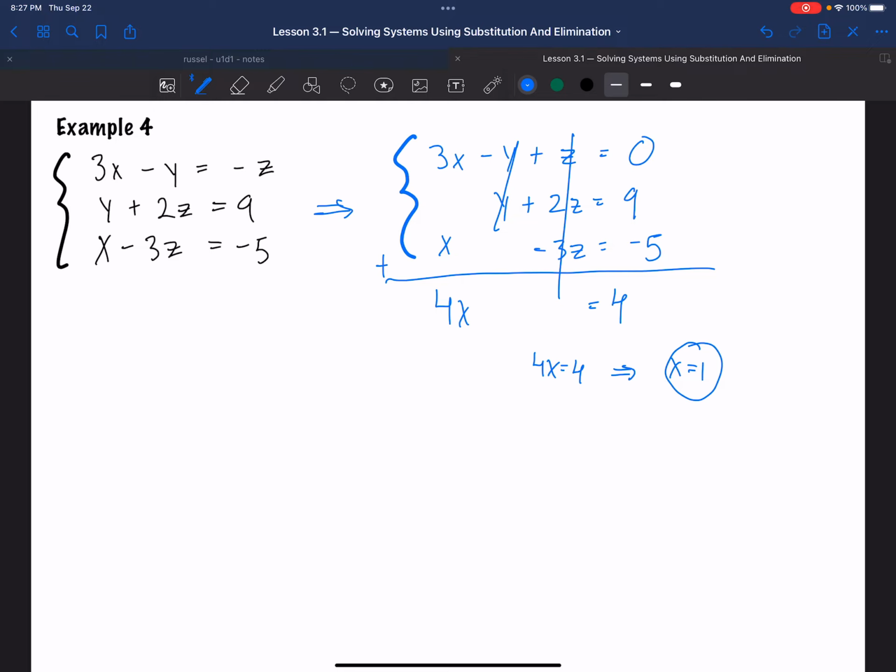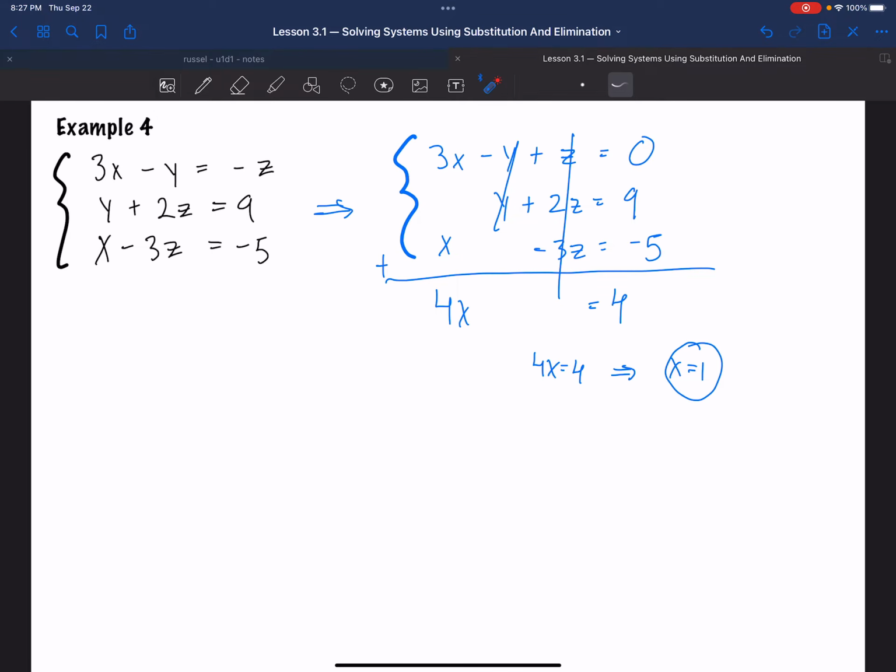Cool. So now what? Right? Now what do I do? Well, I've got a result for x. I found x equals 1. I can now use this and use substitution to find y and z. So the only question is, where do I put this 1? Right? I've got x equals 1. Where do I put this?